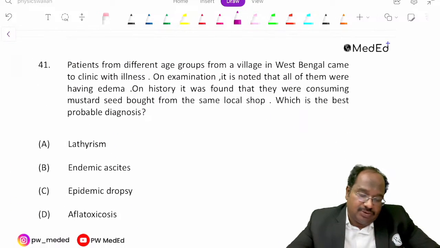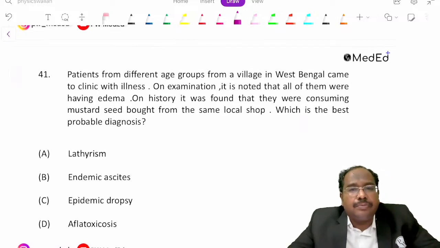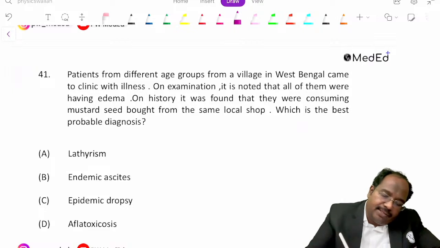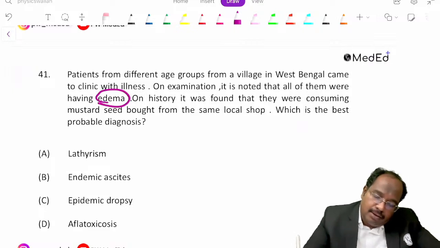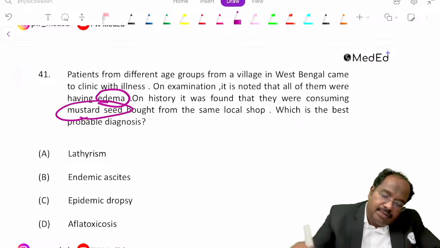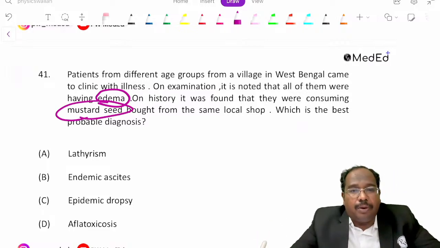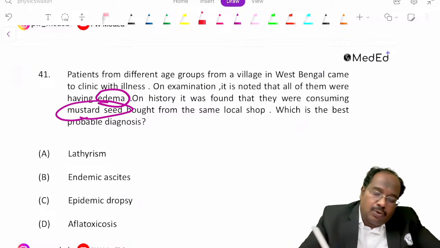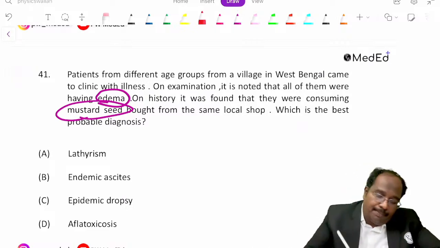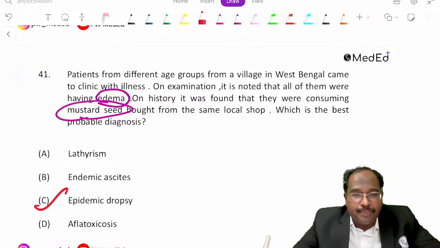What is the answer for this question, guys? Patient came, the patient is having features of edema. Mustard seed is mentioned. So what is the probable diagnosis? This is epidemic dropsy, guys.